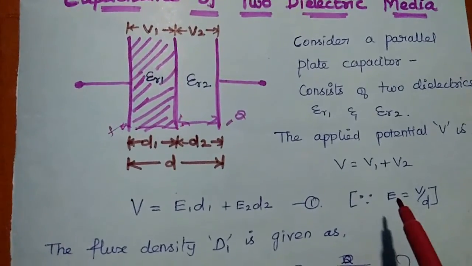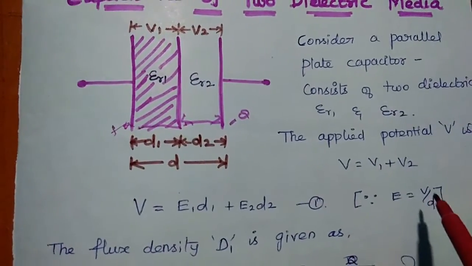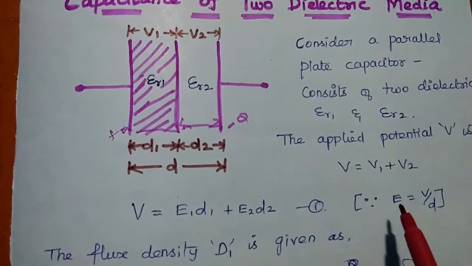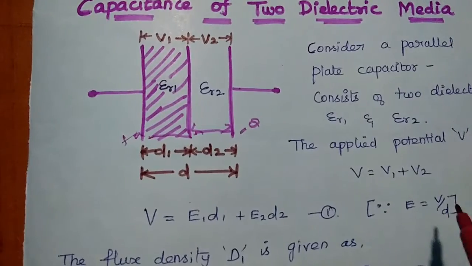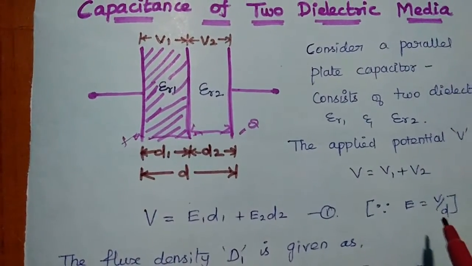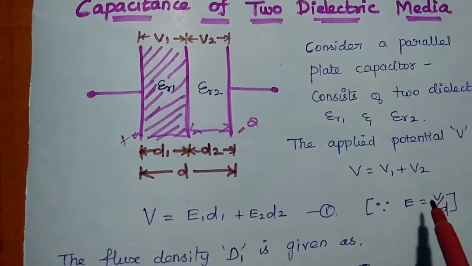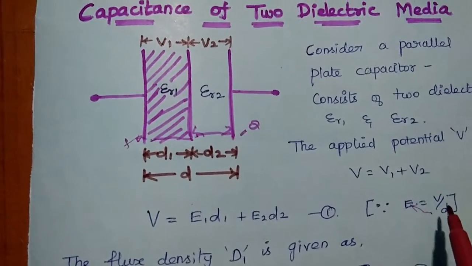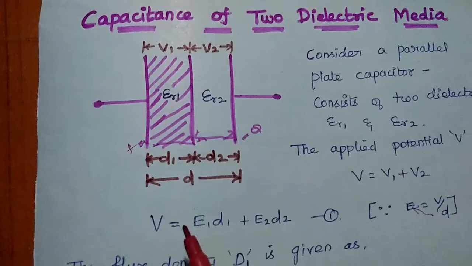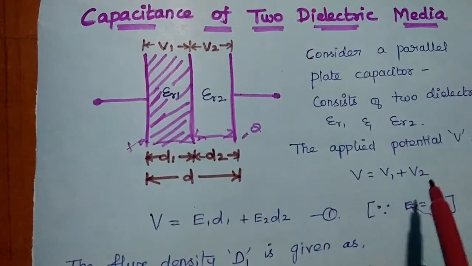So as we know that E is equal to V by D, correct? So electric field intensity is equal to voltage per distance, that separation. So from this V is equal to what? I can take this to this side. So V is equal to E into D. So the total potential is equal to V1 plus V2.